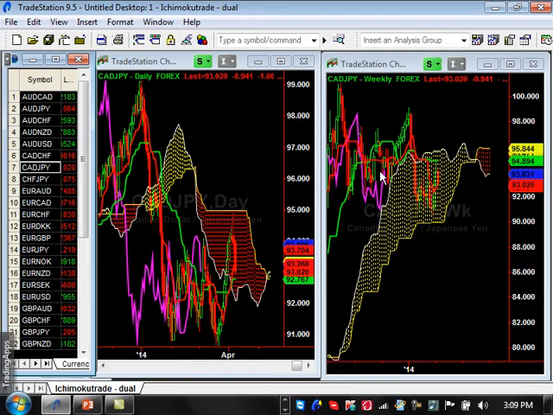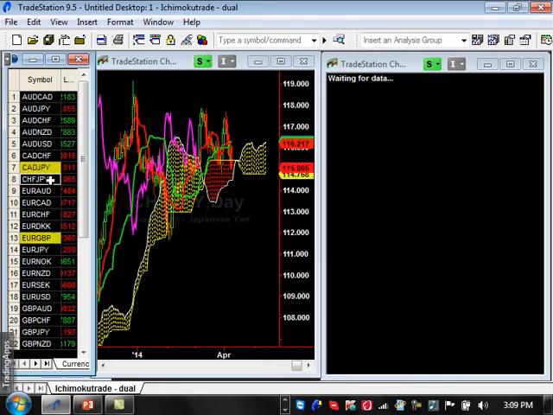Resistance on this level is roughly around 95. Support right now is going to be roughly about, I would say, 92.76 as the first minor support. Next one's going to be a major support at 91.